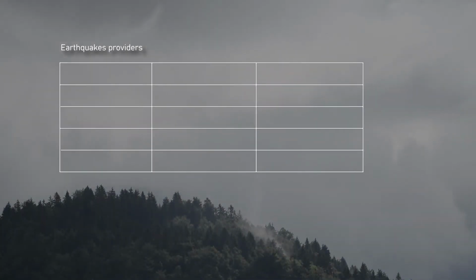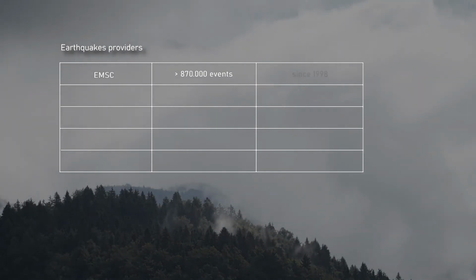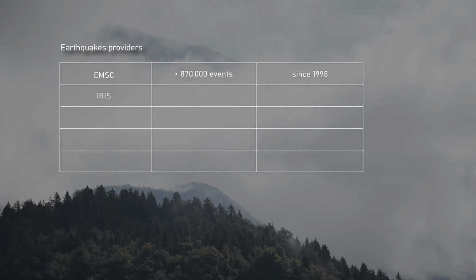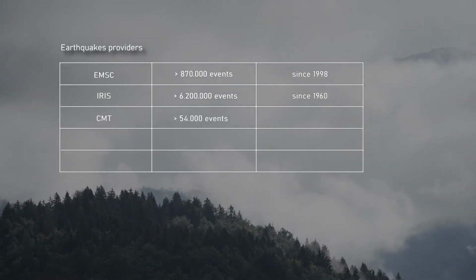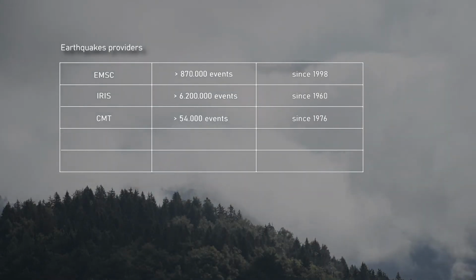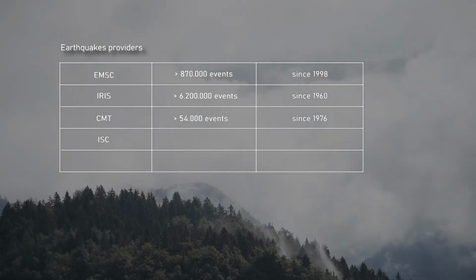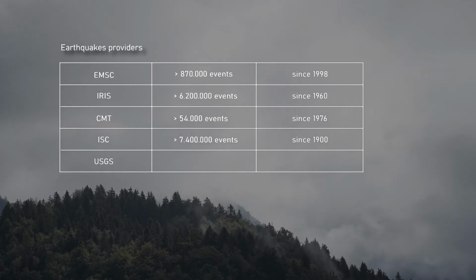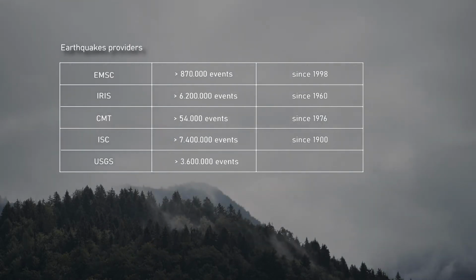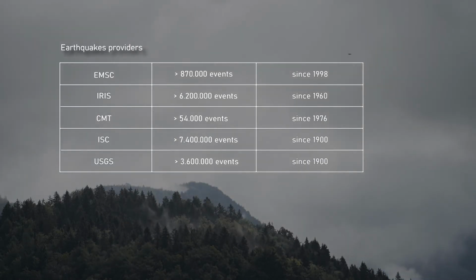Past and current earthquakes are publicly provided by several reliable providers, for example, EMSC, more than 870,000 events since 1998. IRIS, more than 6,200,000 events since 1960. CMT, more than 54,000 events since 1976. ISC, more than 7,400,000 events since 1900. USGS, more than 3,600,000 events since 1900.